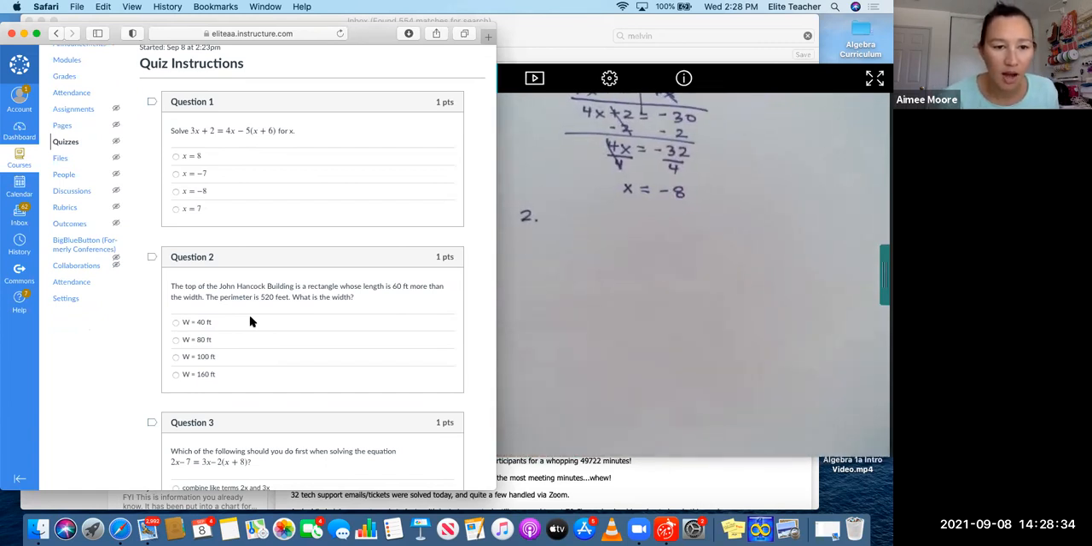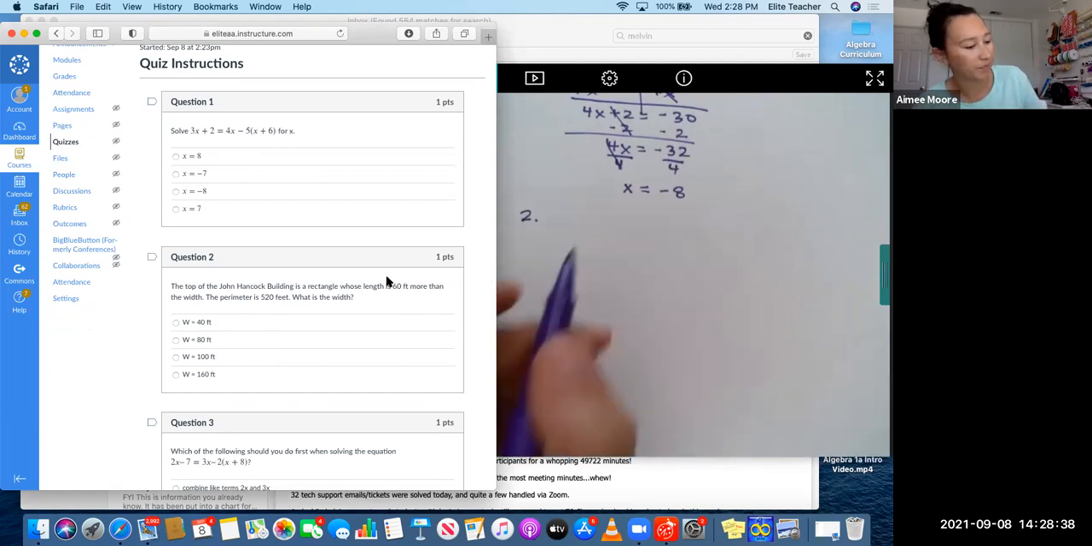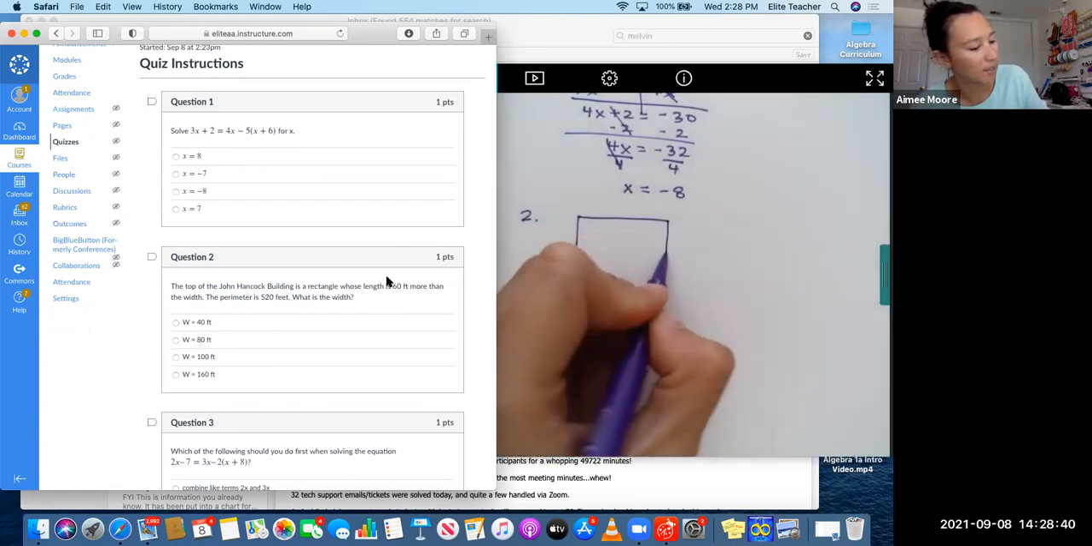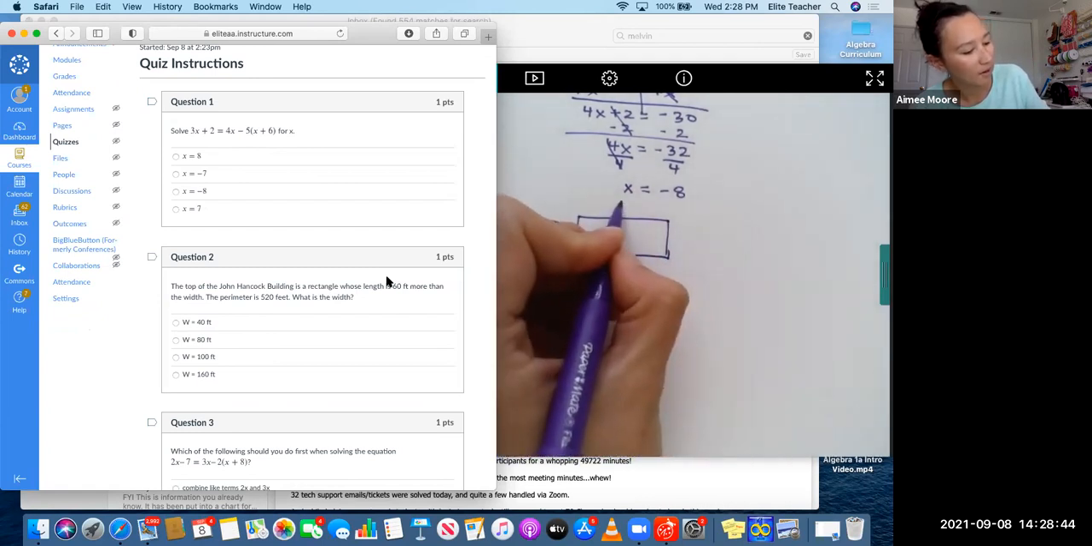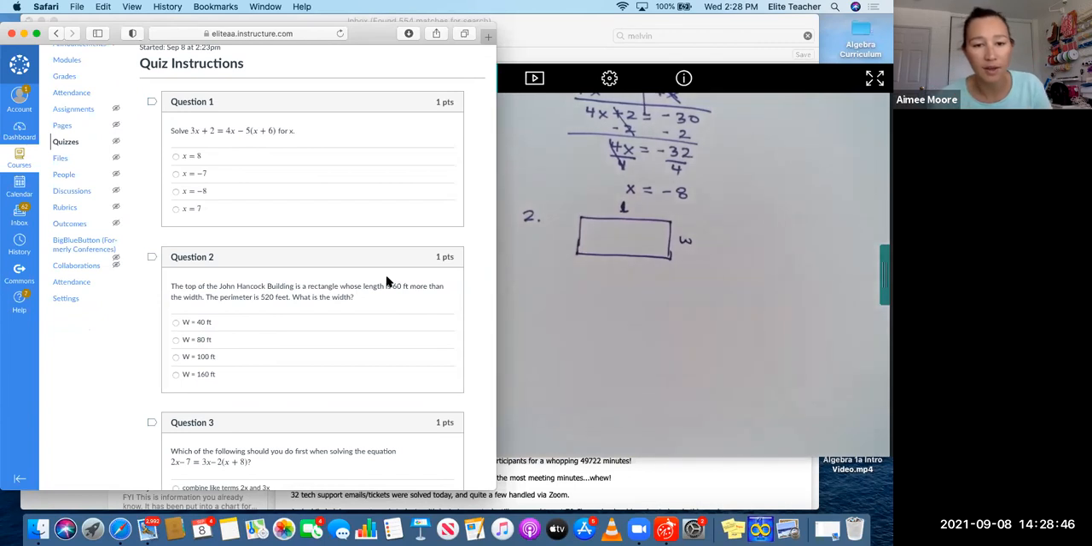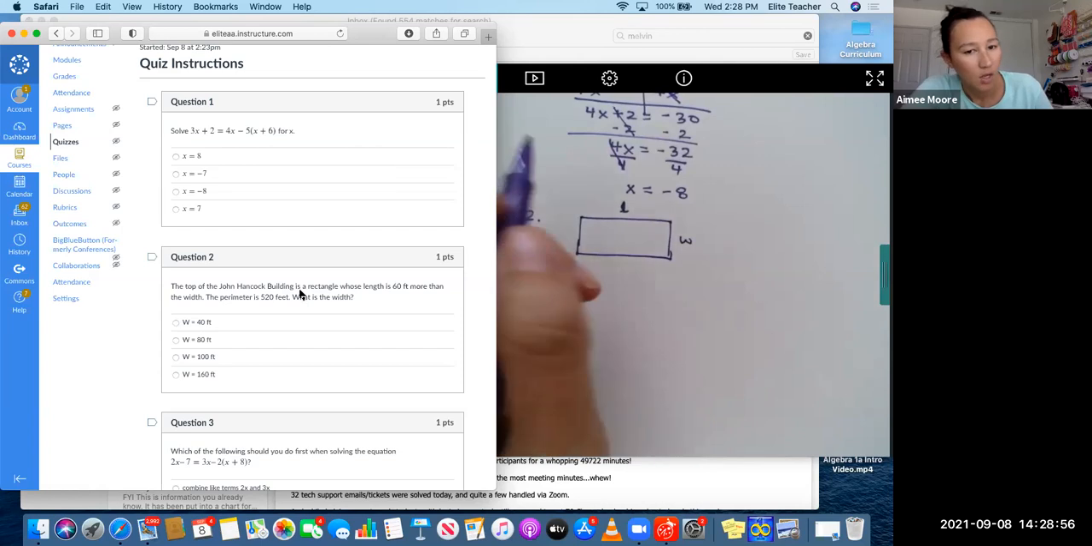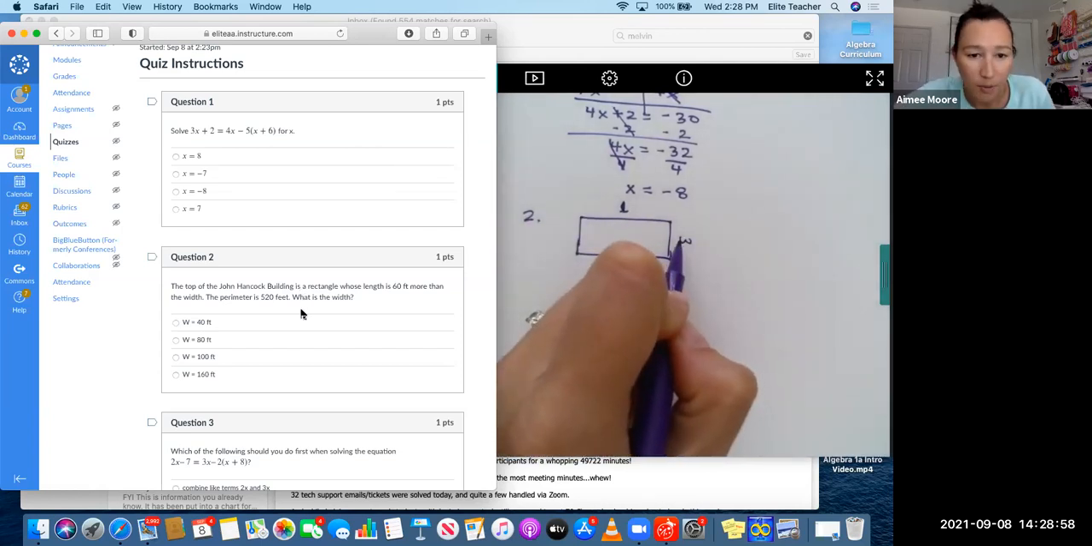Okay, so the top of the John Hancock building is a rectangle. So we have a rectangle. So we have our length and we have our width. And it says the length is 60 more than the width. The perimeter is 520 feet. What is the width? Okay, so the width is just W.